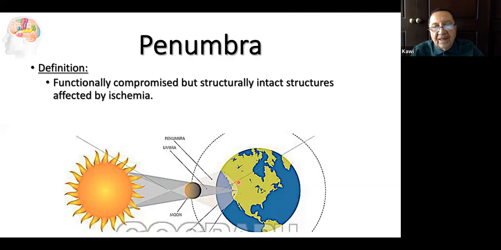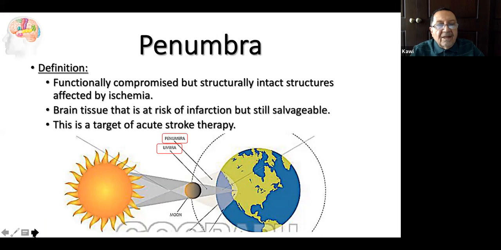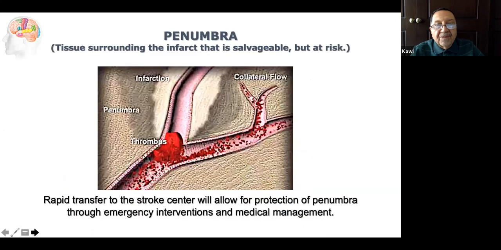But surrounding that area, there is an area of penumbra, where only part of the sun is covered. So they borrowed that and they called the brain tissue that is at risk of infarction, but is still salvageable, the penumbra. And this is usually the target for acute stroke therapy.